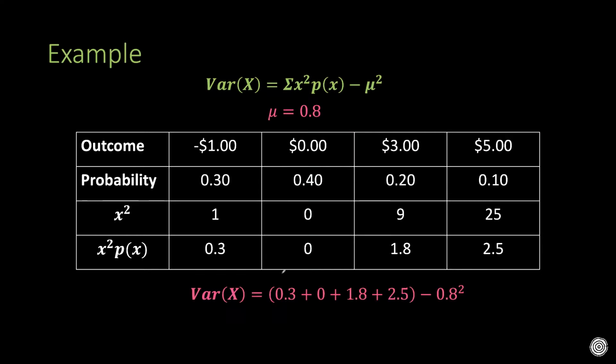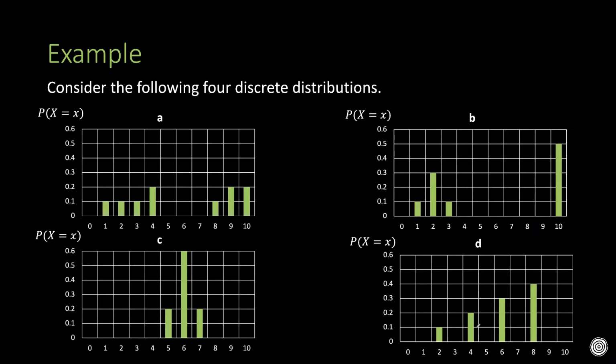Now to determine the variance, I'm going to add all of these values: 0.3 plus 0 plus 1.8 plus 2.5, and take away mu squared. That leaves me with 3.96. Now for the standard deviation, I just need to find the square root of 3.96, and that's 1.99 to 2 decimal places. Alright, let's have a look at another example.